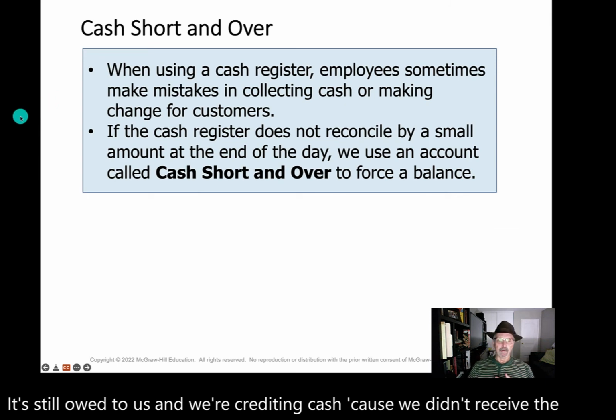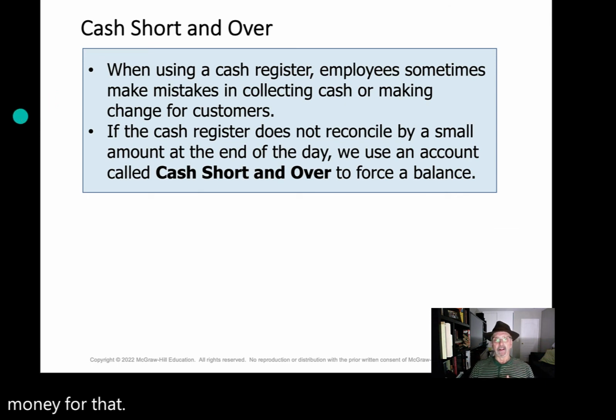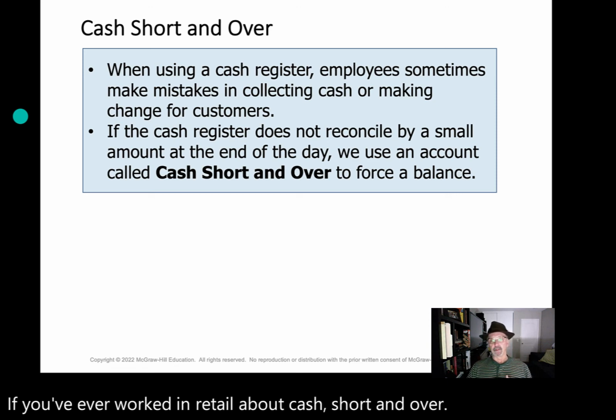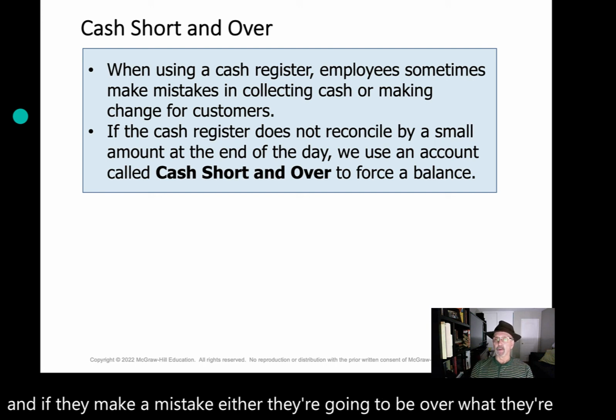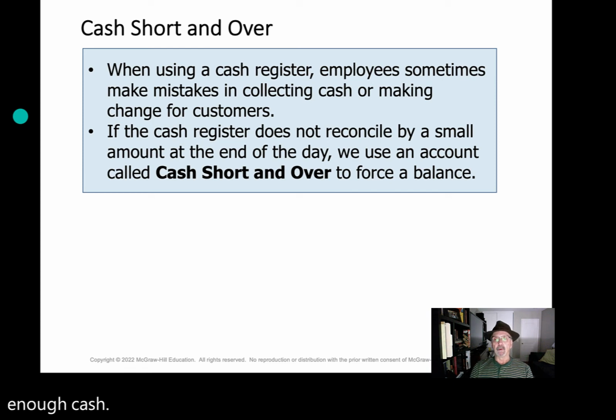Now, if you've ever worked in retail, you know about cash short and over. When using a cash register, employees sometimes make mistakes. And if they make a mistake, either they're going to be over what they're supposed to have, or they're going to be short. In other words, not having enough cash. And that's where we need to adjust for cash short and over and force a balance of the journal entry.